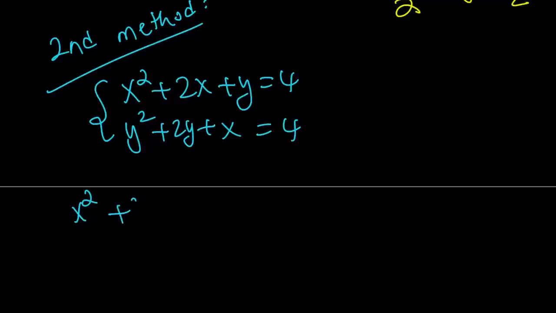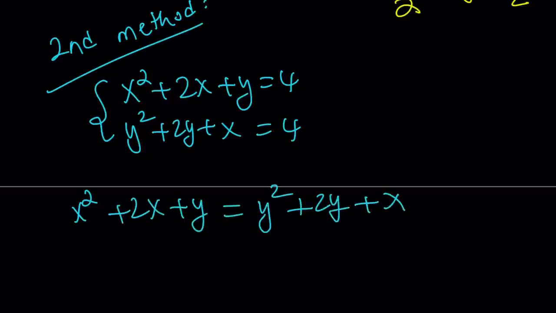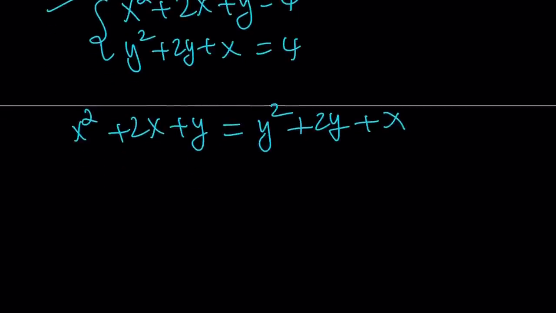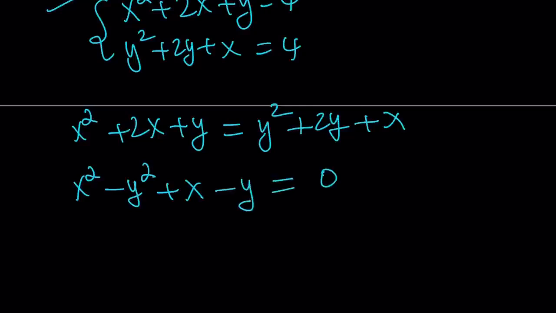So x squared plus 2x plus y equals y squared plus 2y plus x. All right. From here, nothing cancels out, but I can put everything on the same side, putting the x squared and y squared together. x squared minus y squared, 2x minus x is going to give me positive x, and y minus 2y is going to give me a negative y, and the whole thing is equal to 0.